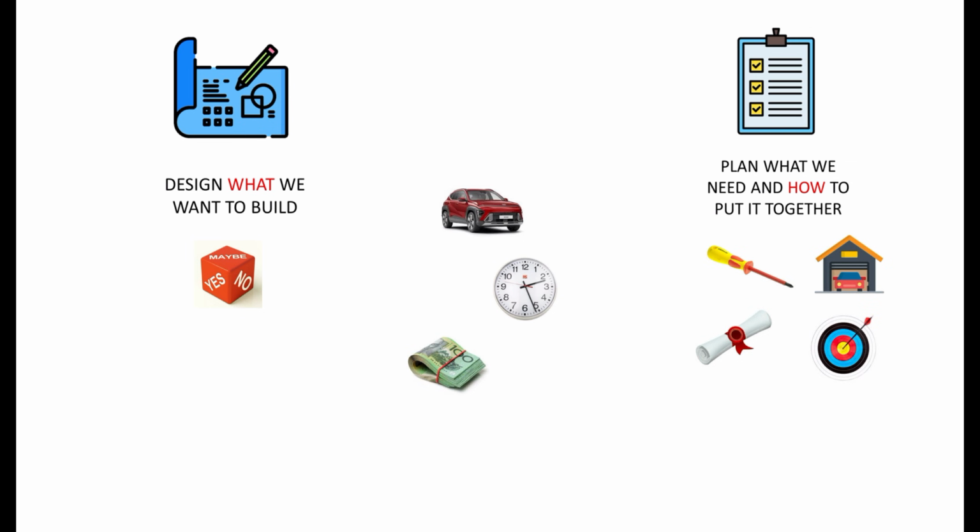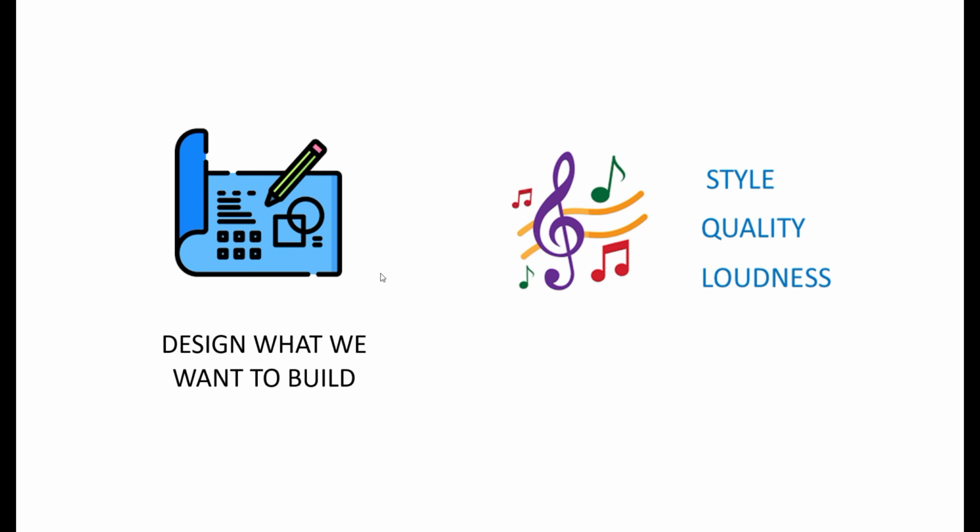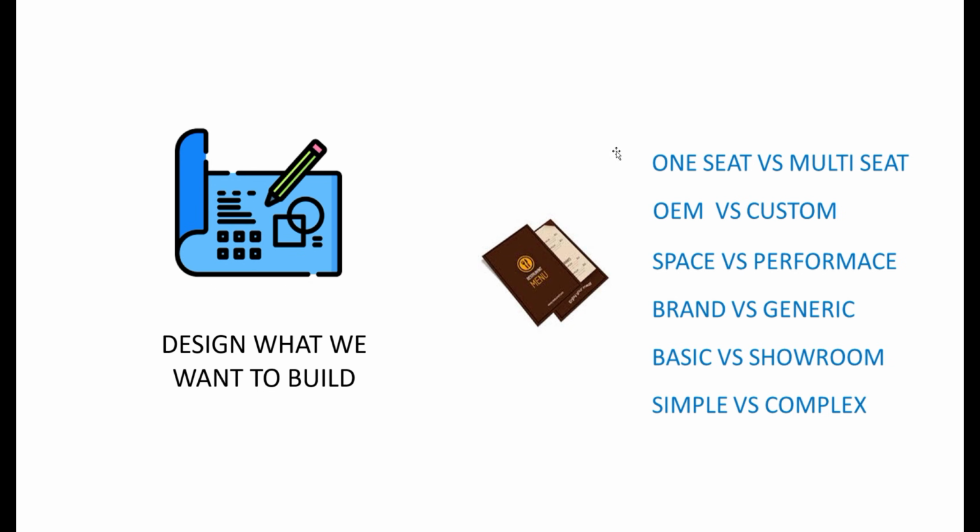In episodes 4 and 5 we looked at those preferences, including the style of music you like to listen to, the sound quality that you're aiming to achieve with your system, how loud you want your system to play, and some of the trade-offs, like whether you want to keep the car looking factory or whether you're happy to do customization, and how important space is versus the performance of the system to you.